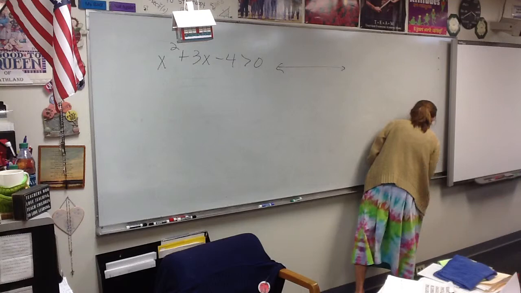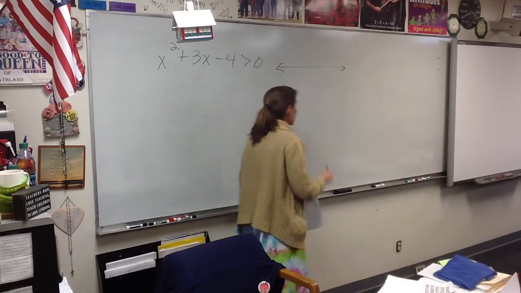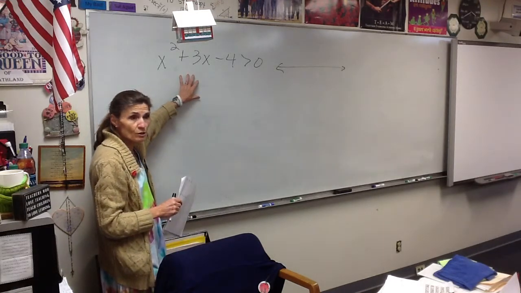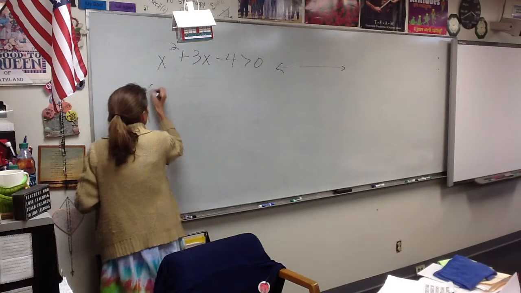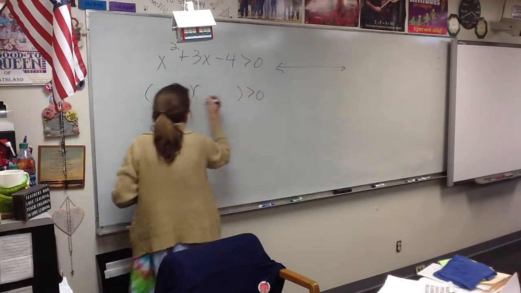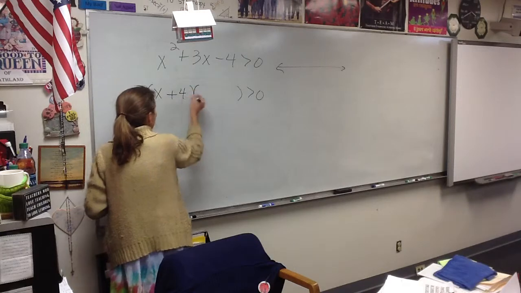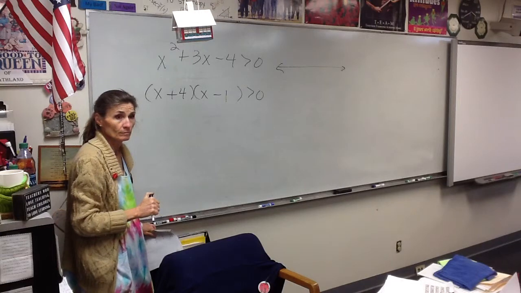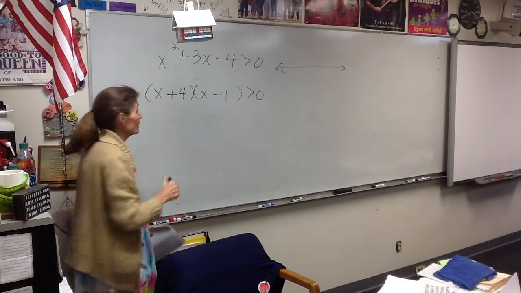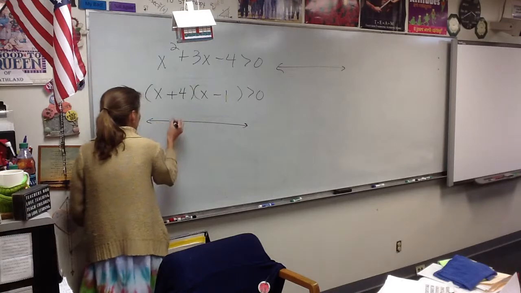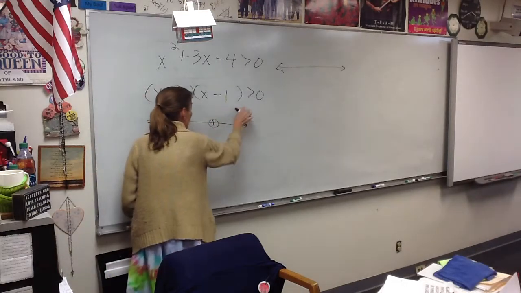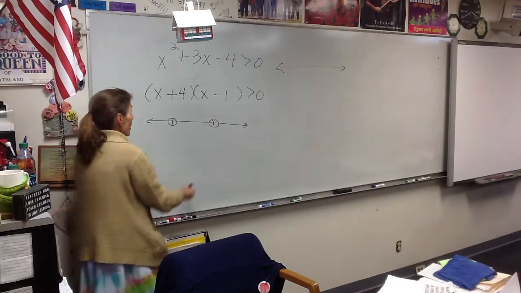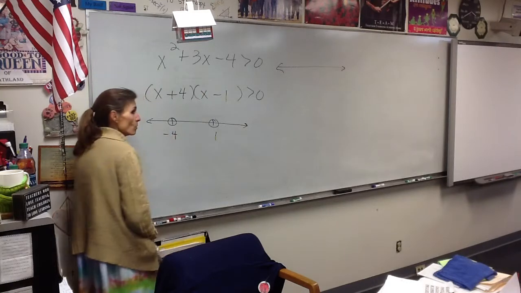Now, how do we figure out what to put on that number line? Or put some dots on there. How do we figure out how to do that? Well, look at your problem. What do you think you're going to do? You're going to factor it. It factors pretty easily into x plus 4, x minus 1. Right? So here's my number line. I'm going to put 2 dots on that number line, and they are open dots. And where will those 2 dots be? At 1 and negative 4.